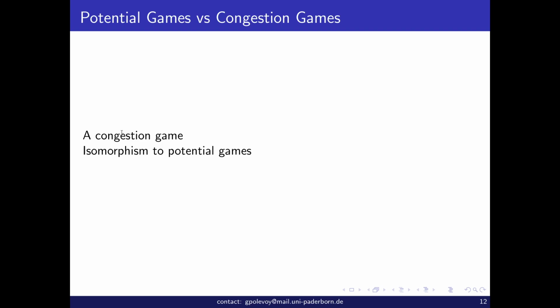It sounds like a more practical model than the theoretically motivated model of potential games. But interestingly enough, they can be shown to be isomorphic. So there is a famous Rosenthal potential function for congestion games, which shows that a congestion game is always a potential game, but it also can be shown that for every potential game there is an isomorphic congestion game. So these classes are isomorphic.